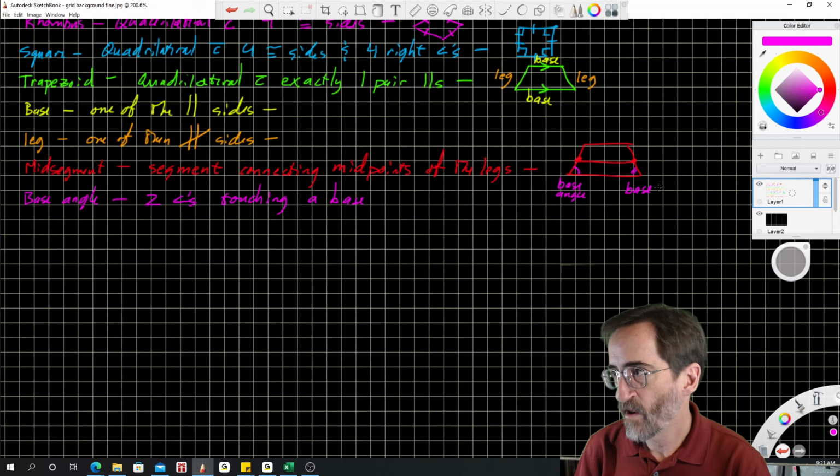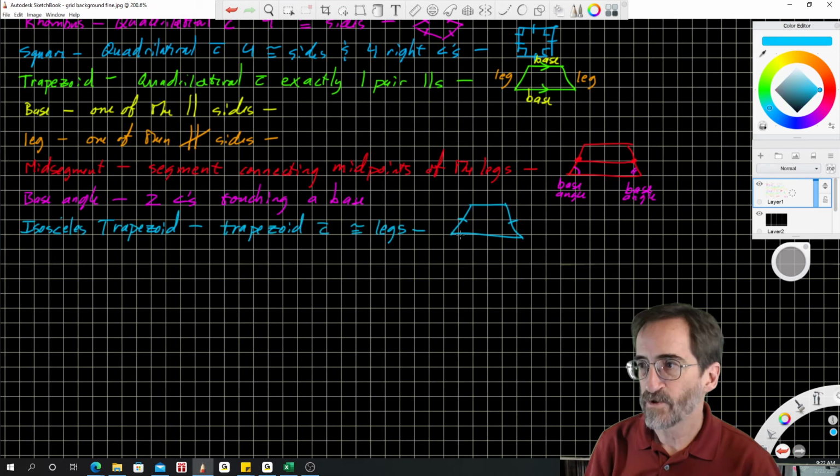It's a trapezoid with congruent legs. So the non-parallel sides are congruent. Basically, what it amounts to is a triangle that's got its top cut off, an isosceles triangle. So the non-parallel sides, the legs, are congruent to each other. Isosceles trapezoid. And we learned that the base angles of an isosceles trapezoid are congruent. All right, so now kite.